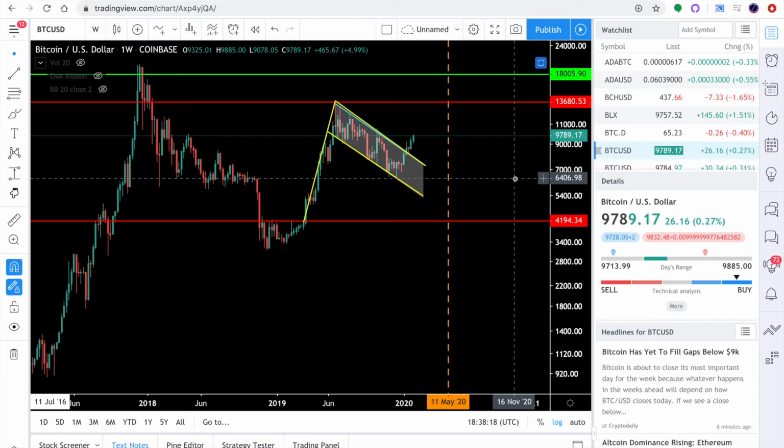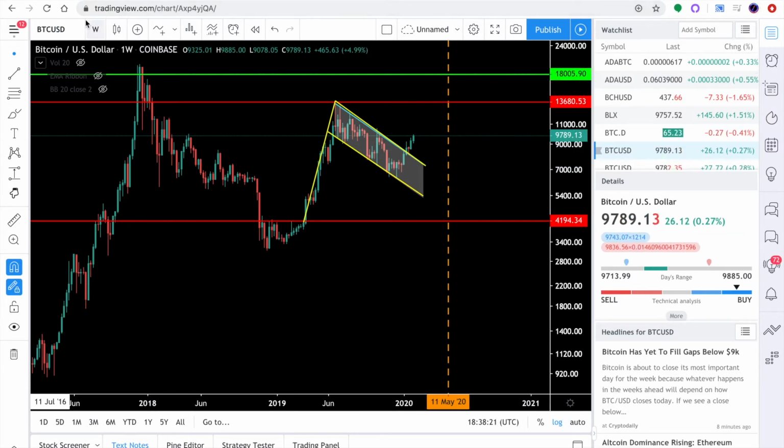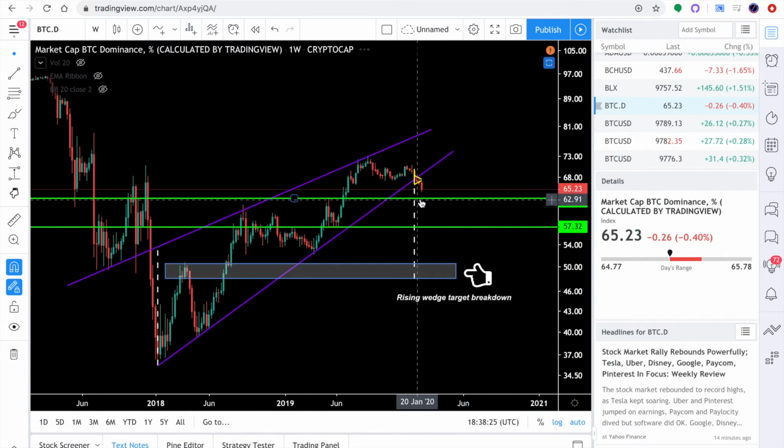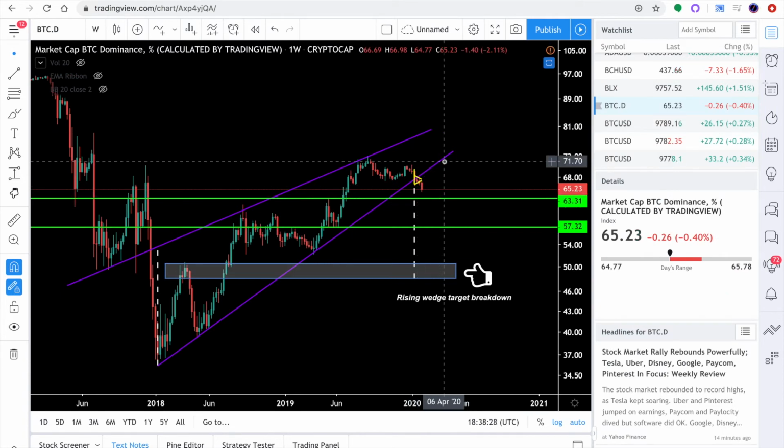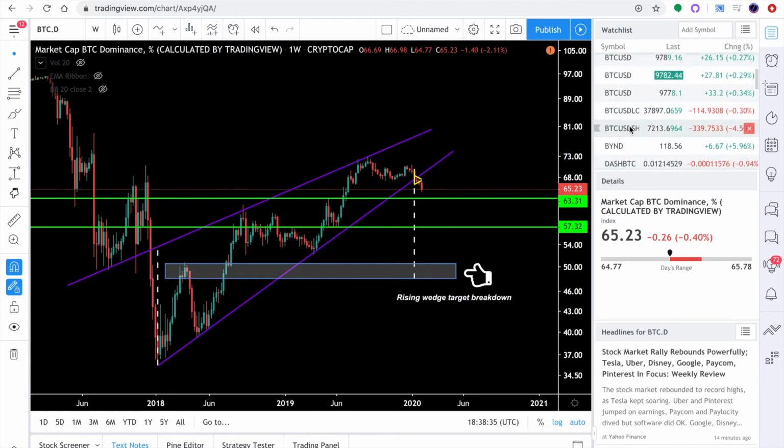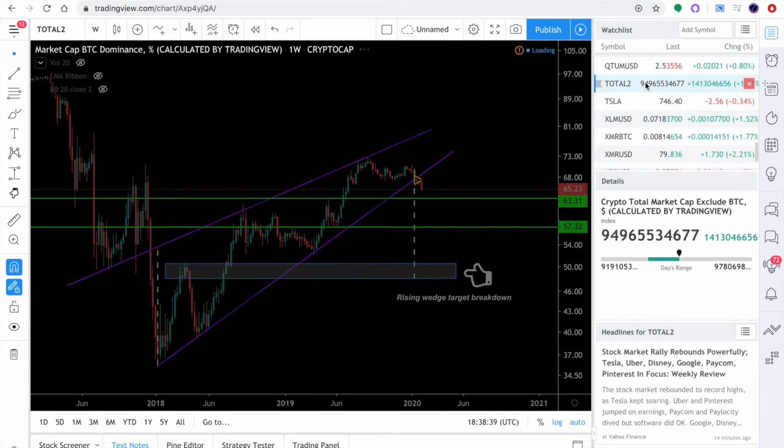That's when you could look to get back into Bitcoin and then ride that wave up. So if the dominance gets down to that 63% level and we get a significant bounce there, then you might want to start looking to get back into Bitcoin. So right now, alts have looked to be the play for quite some time now.